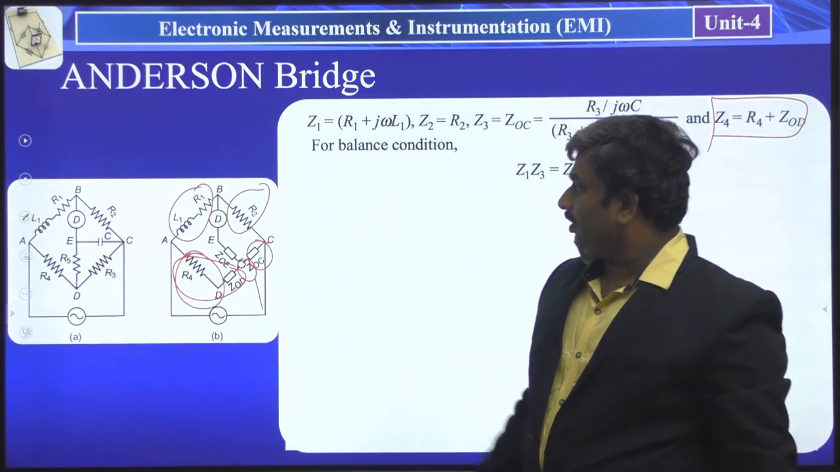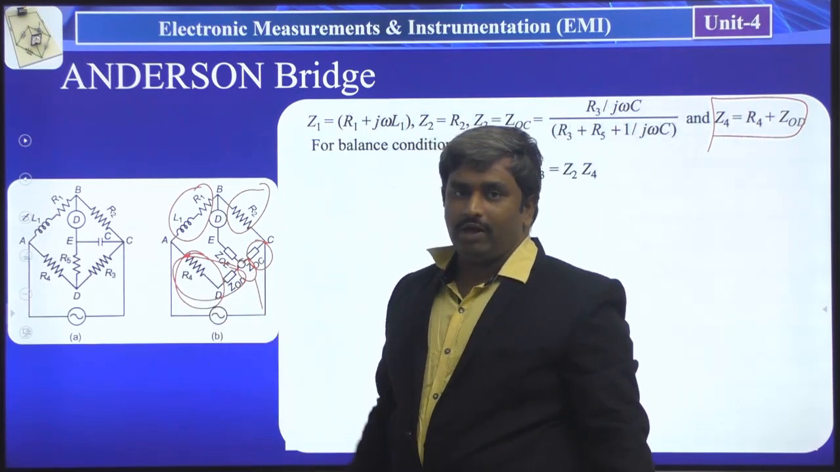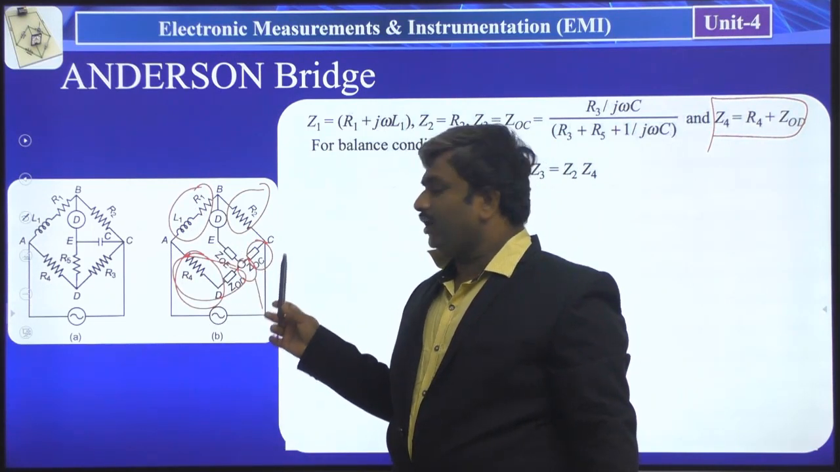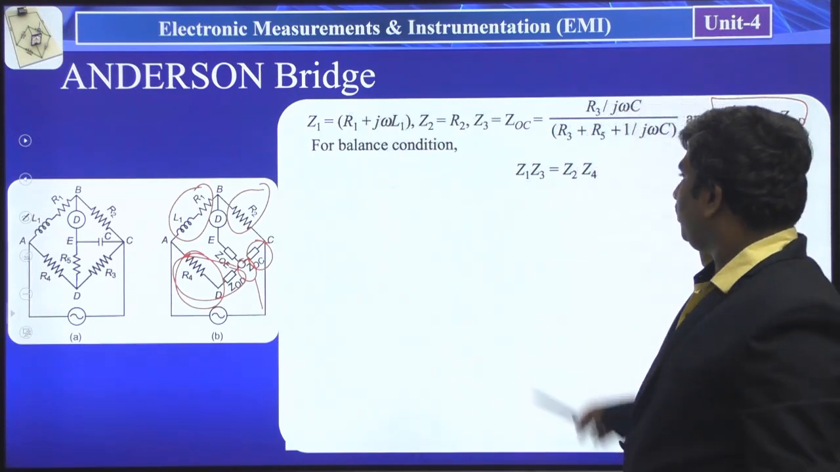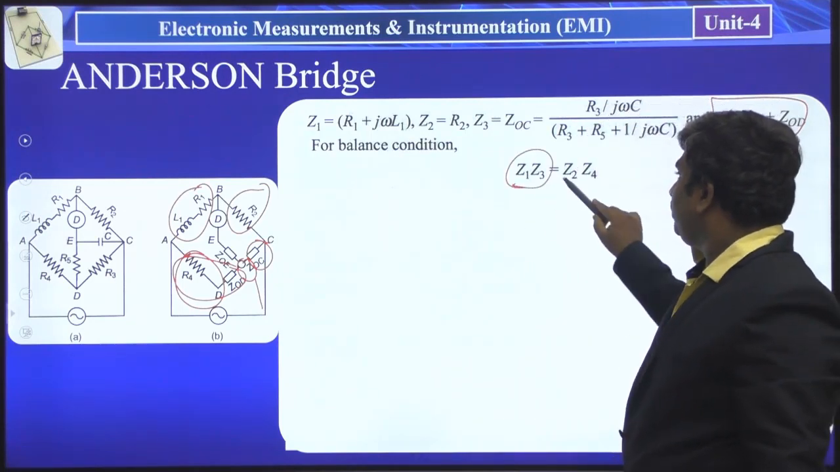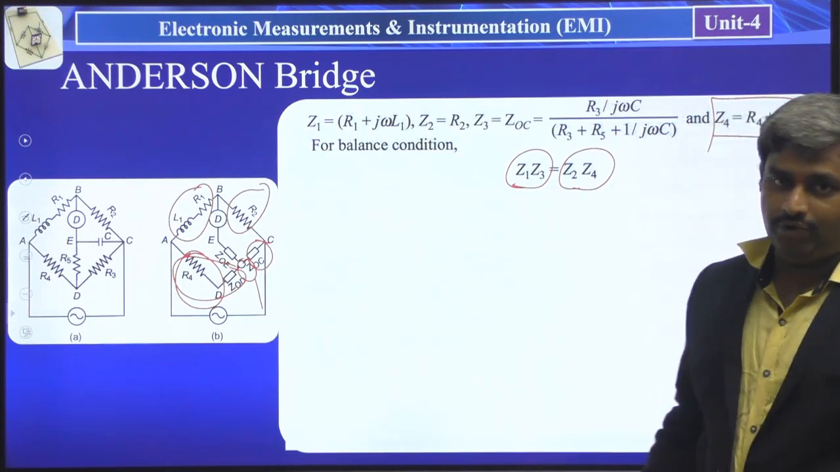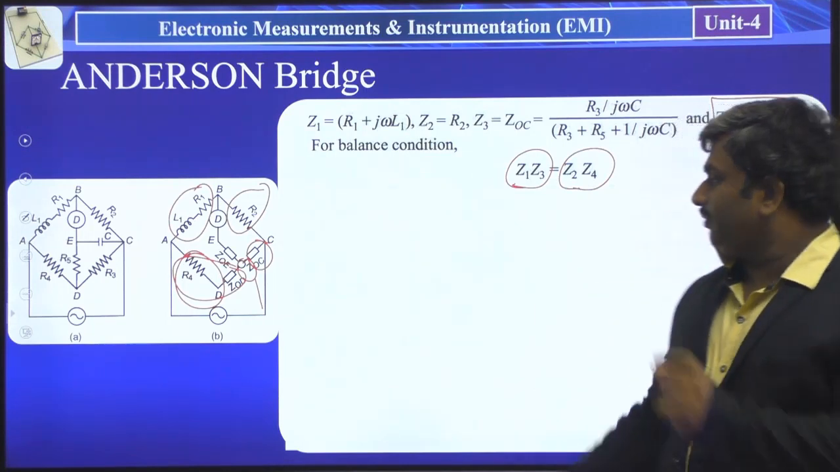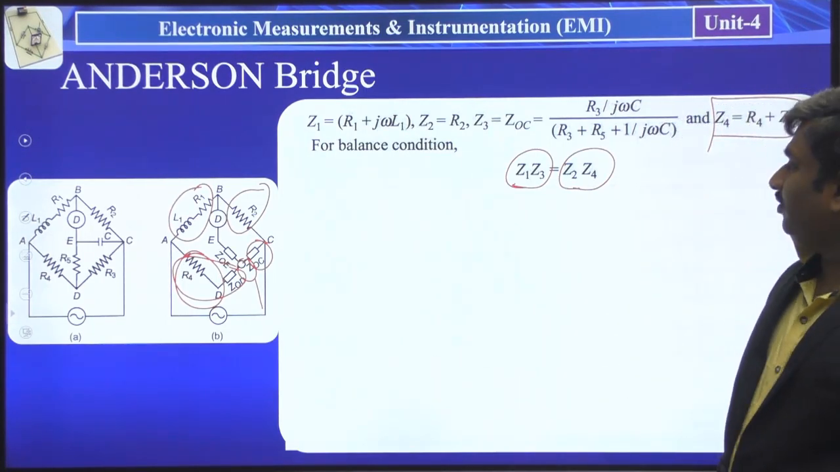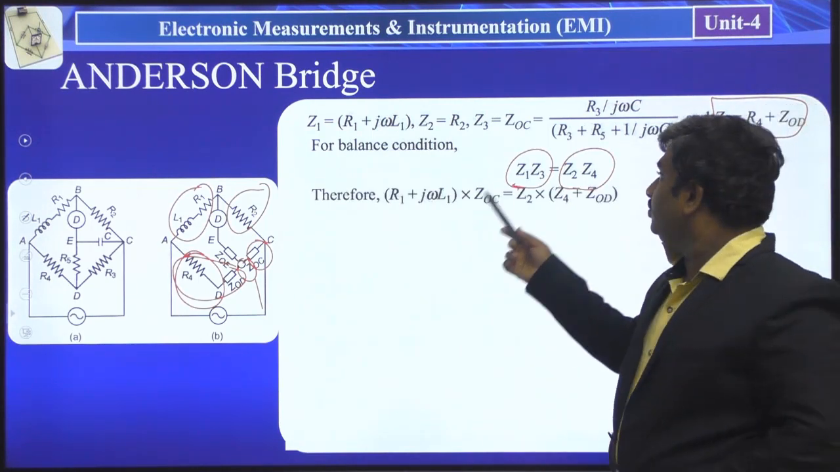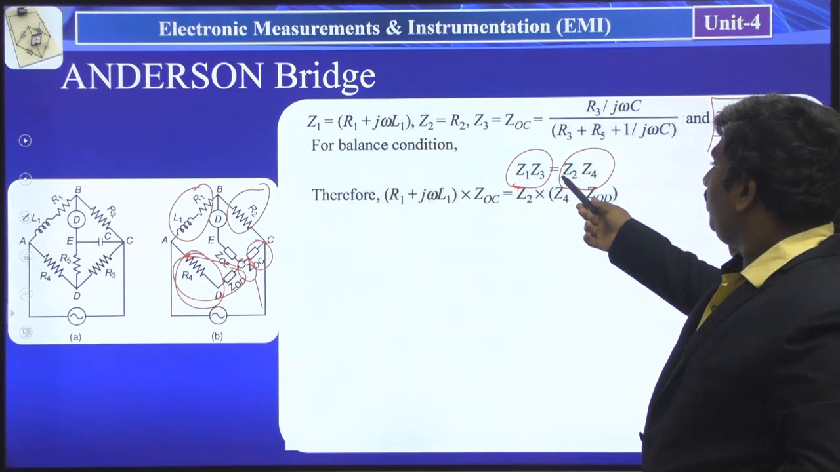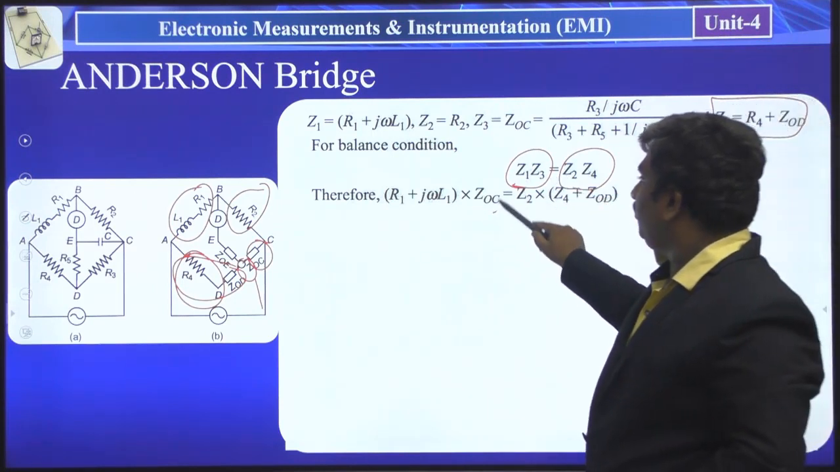So from this picture, R2 and R4 are parallel arms, and R1 and ZOC are the opposite arms. So this opposite arms product we have to take. That is Z1 Z3 is equal to Z2 Z4. Okay, a slight modification based on the representation of those values. Now, based on this, we have to substitute these values in Z1, Z3. We have to substitute Z3 is equal to ZOC.